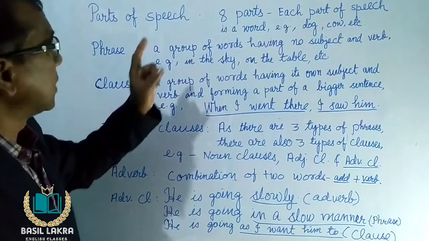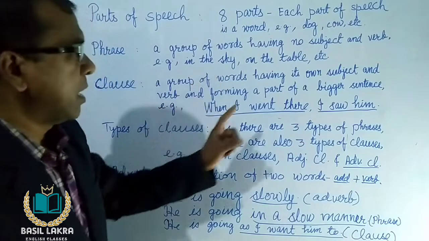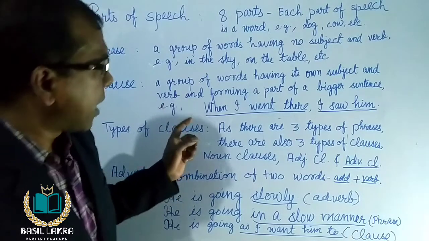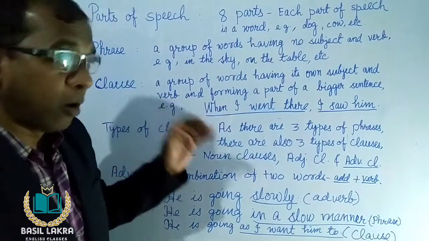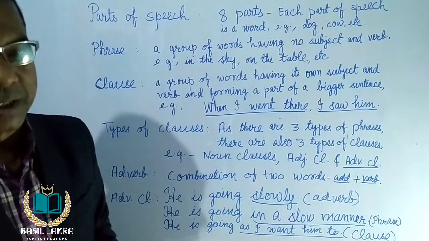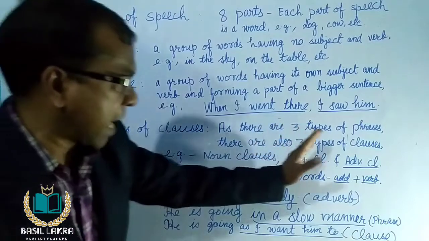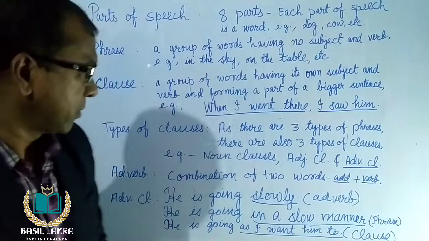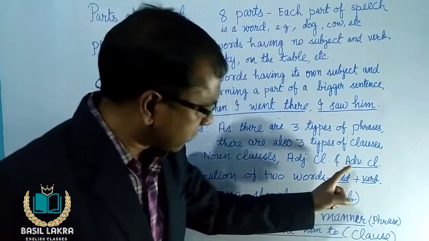Now let's say something about what a clause is. A group of words having its own subject and verb and forming a part of a bigger sentence is called a clause. We have different types of clauses. As we have 3 types of phrases, we have also 3 types of clauses. For example, noun clauses, adjective clauses, and adverbial clauses.